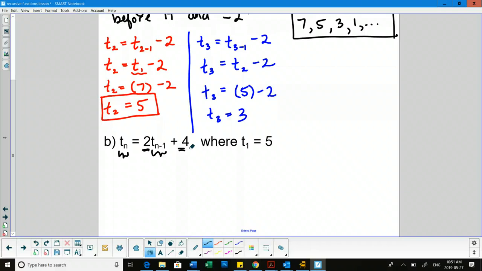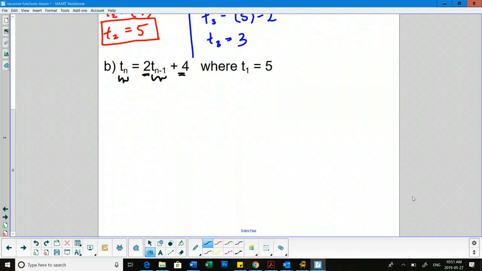Times 2 plus 4. Derek? Can you simplify? What do you mean by simplify? Like just make it T1 plus 2. T1 plus 2. Because it's 2T, can we just simplify?